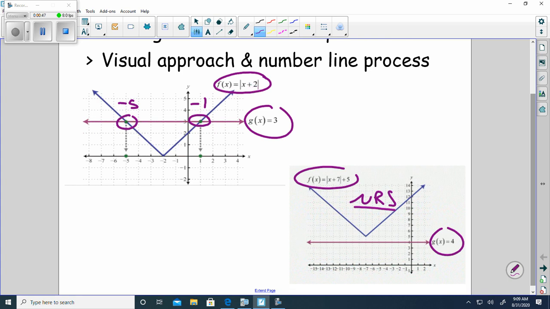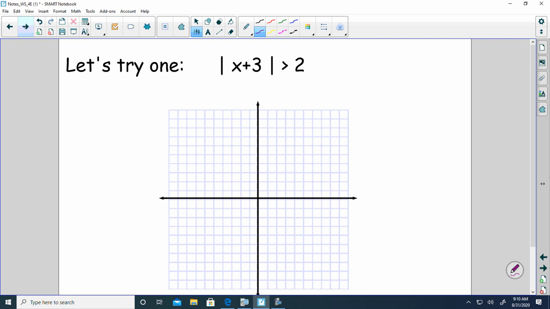Let's go to our second page. So we're going to go ahead and graph both of these, independent of each other. I'm going to graph this side first. So basically that looks like -3, which is here. This is our turning point. And so this graph looks like this.